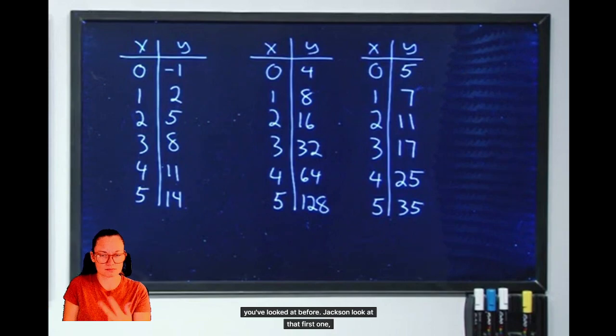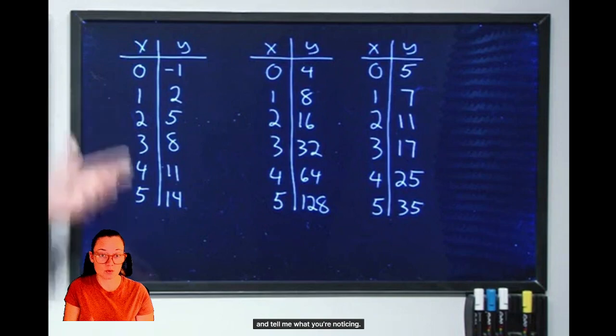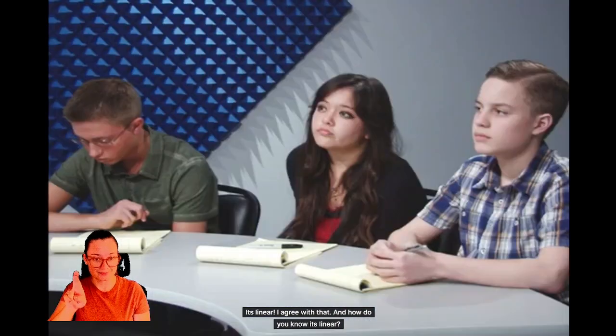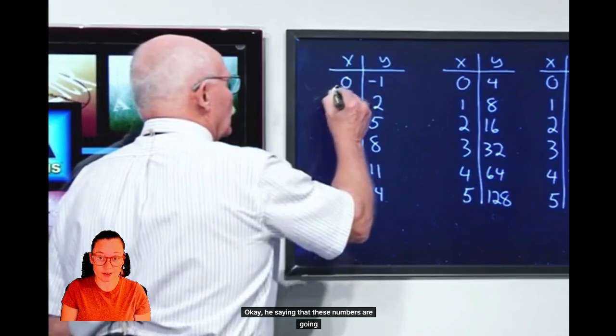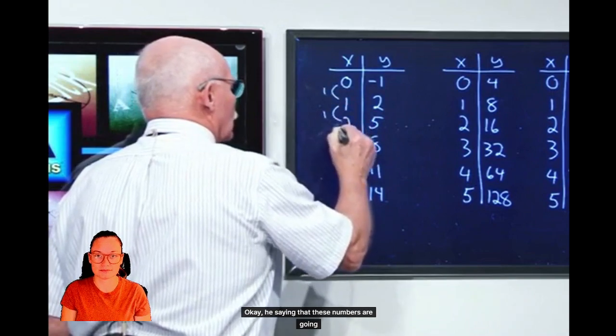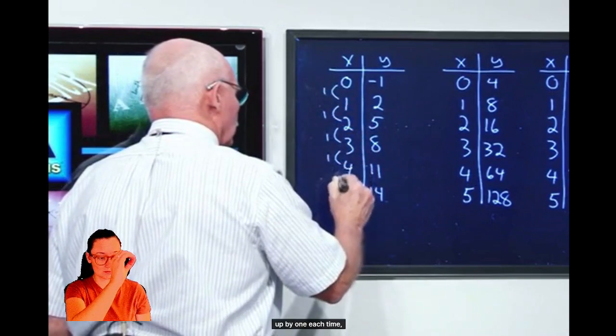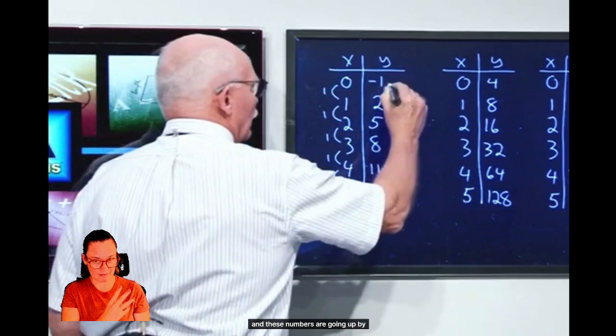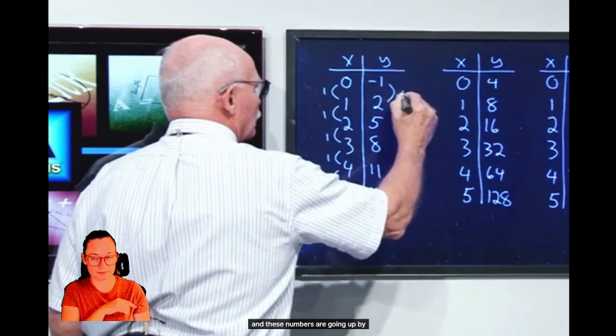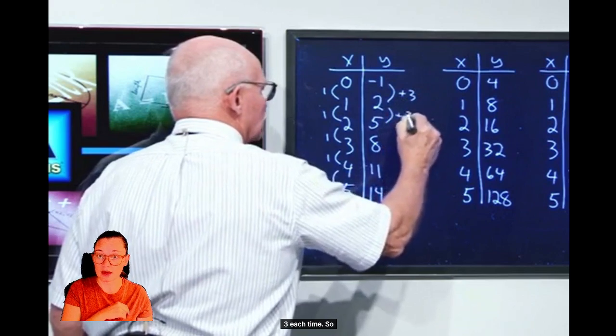Jackson, look at that first one and tell me what you're noticing. It's linear. I agree with that. And how do you know it's linear? Because the y's and the x's are incrementing by the same amount each time. Okay. He's saying that these numbers are going up by 1 each time, and these numbers are going up by 3 each time.